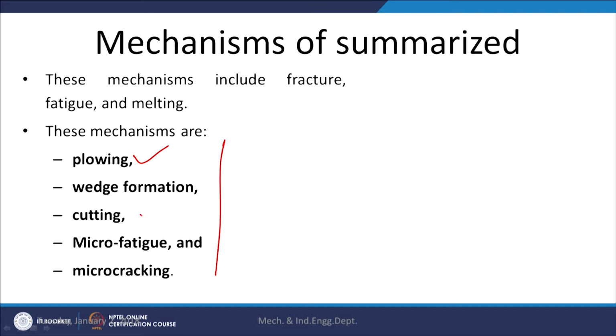These are the five different mechanisms about which I have said. The ploughing, metal cutting, micro fatigue, micro cracking. Wedge formation also sometimes takes place, but these are the two mechanisms which do not contribute much towards the material removal. By and large, the material is displaced plastically.